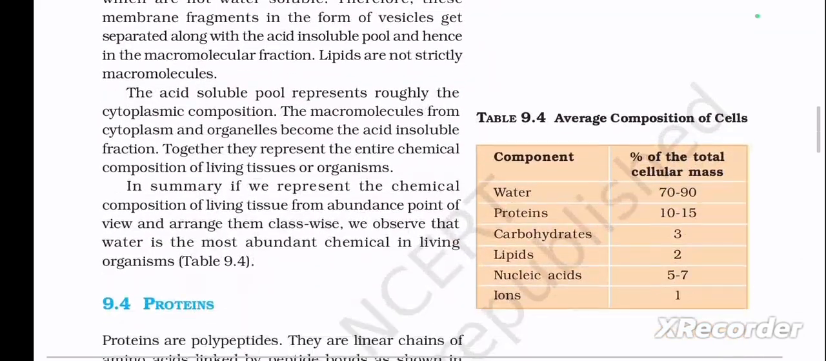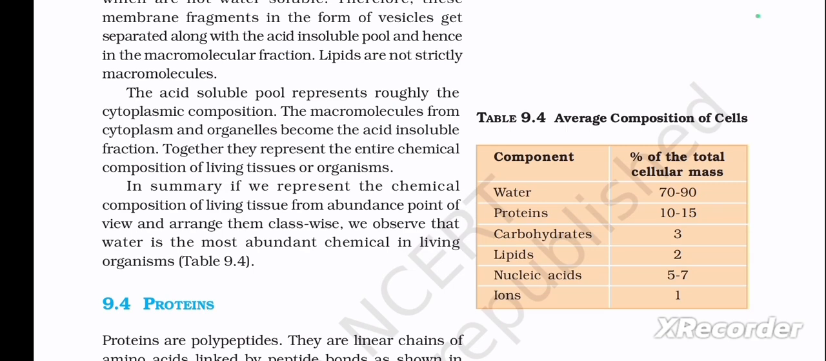The acid soluble pool represents roughly the cytoplasmic composition. The macromolecules from cytoplasm and organelles become the acid insoluble fraction. Together, they represent the entire chemical composition of living tissues or organisms. In summary, if we represent the chemical composition of living tissue from abundance point of view and arrange them class-wise, we observe that water is the most abundant chemical in living organisms.